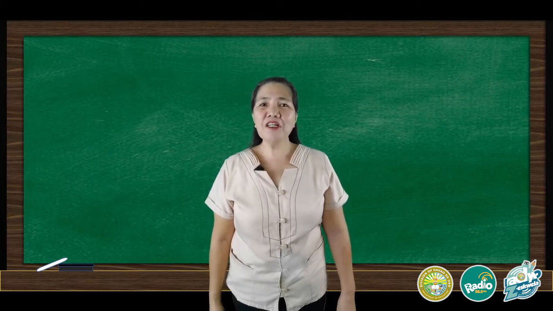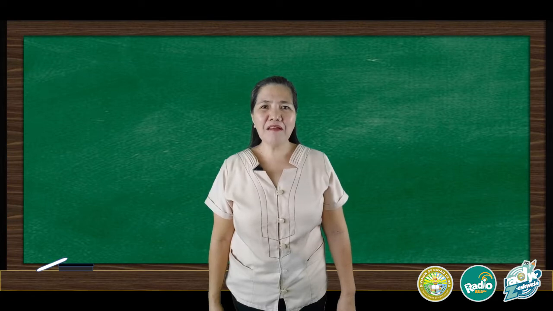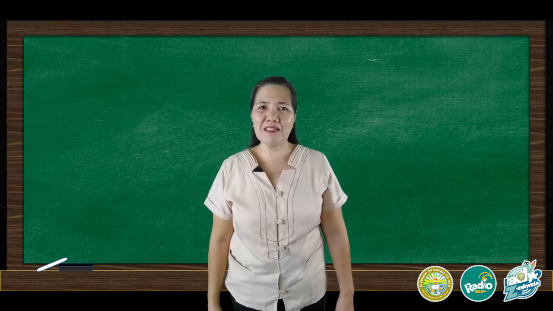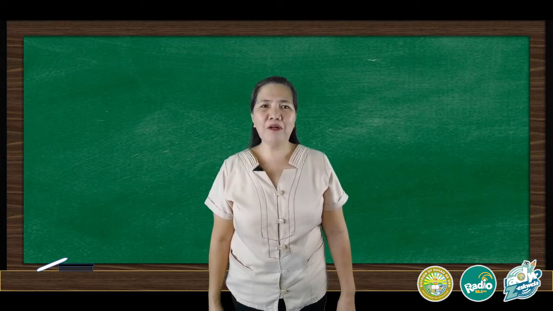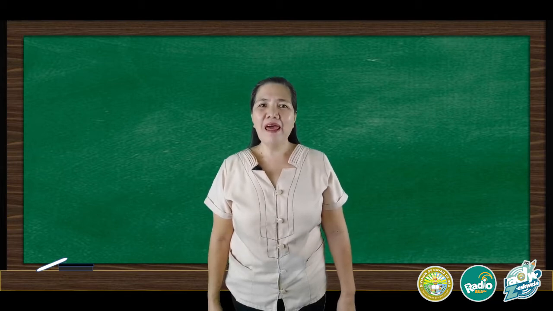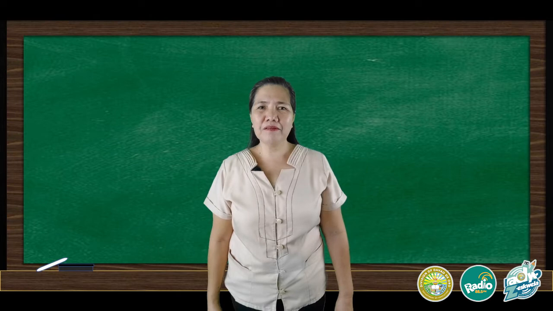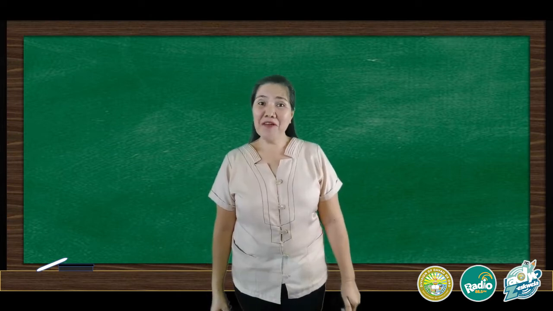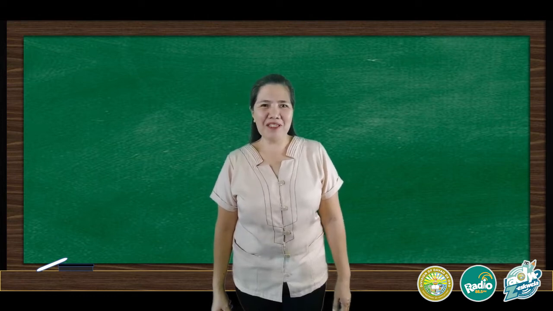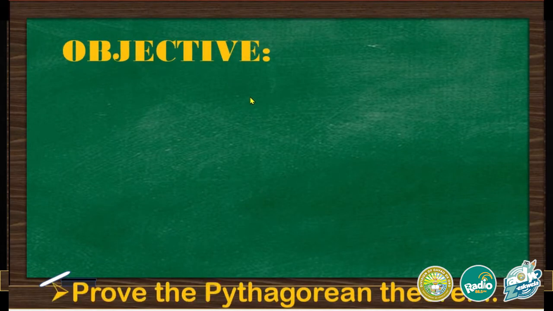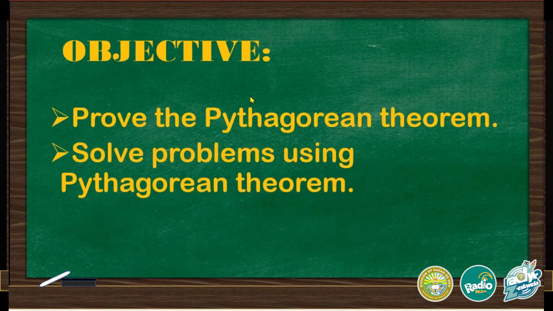Be sure that you are listening attentively and follow all the directions of the activities. So before we start our discussion, make sure you are in a comfortable place and prepare the following: notebook, ball pen, and any scratch paper. After our discussion for today, you are expected to achieve the following objectives: prove the Pythagorean theorem, solve problems using Pythagorean theorem.